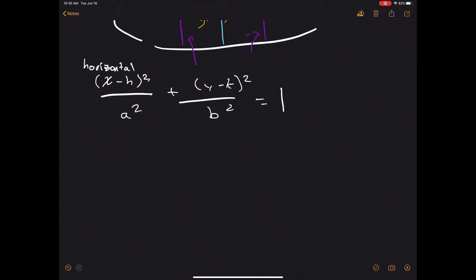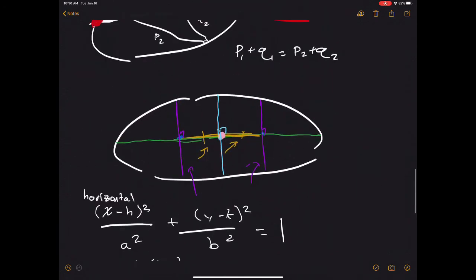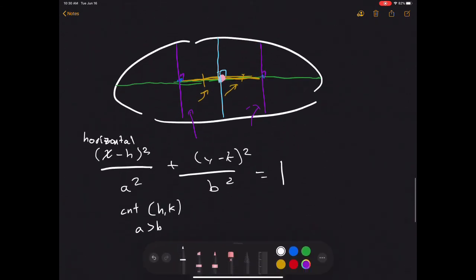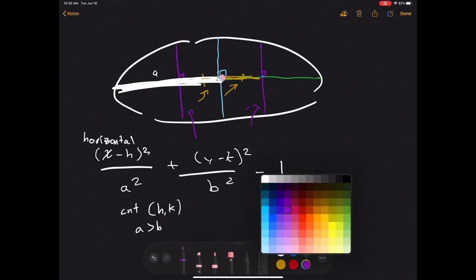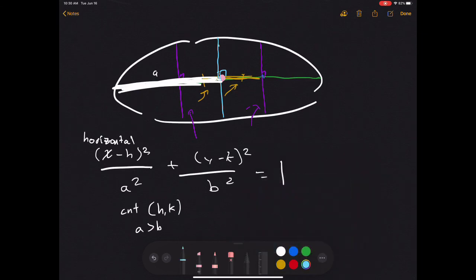So the center is (h, k). The center is h comma k, where a is greater than b. Always. And you guys might be like, well, what's a and b? Those are half of the... This is not going well. For the major axis, it's half of the major axis. That is a. And for b, I'll do it in aqua. That's b.